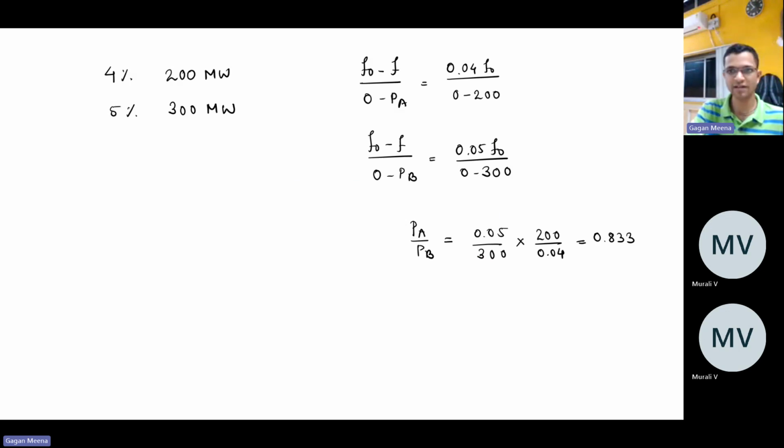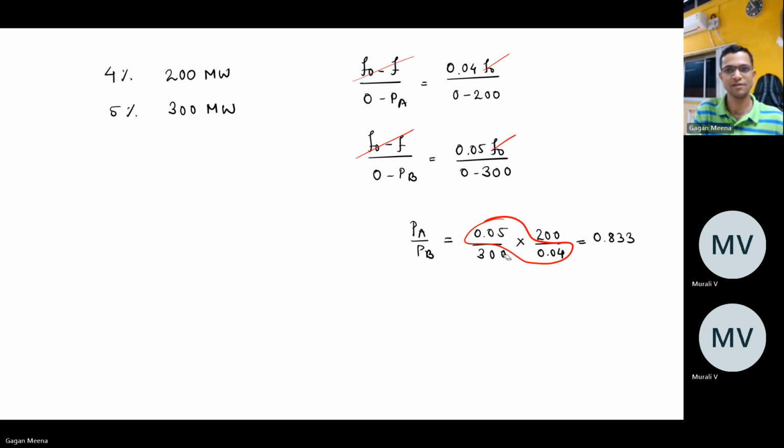So you can directly do this, right? Same equation. The no-load frequency is the same, so the change in frequency cancels out. Only these droops are different. That is why this factor of 5/4 comes into the picture.